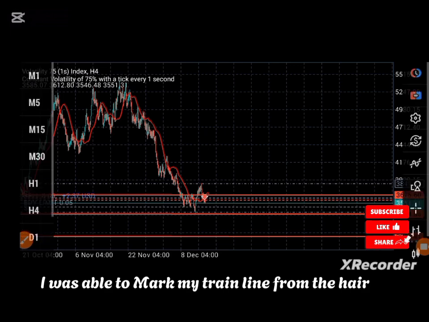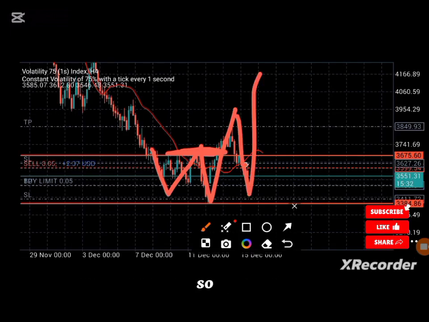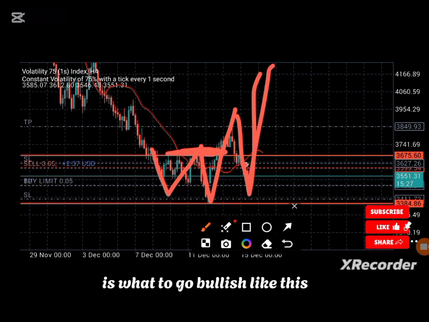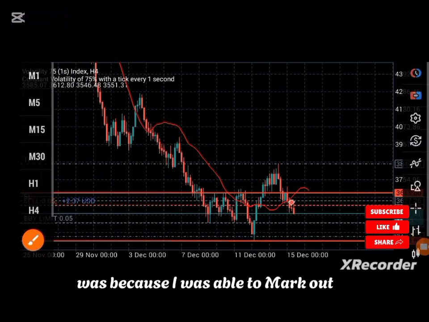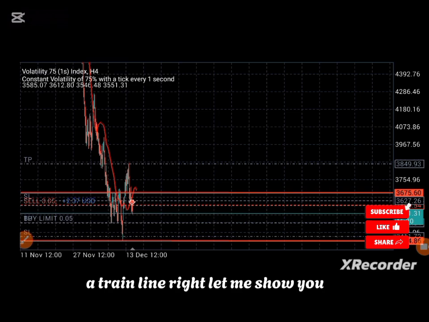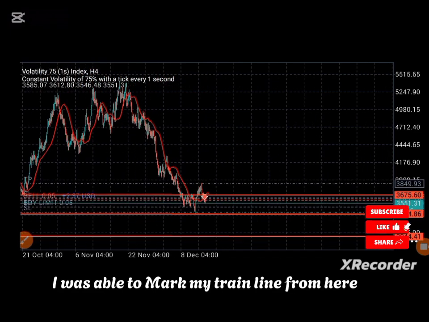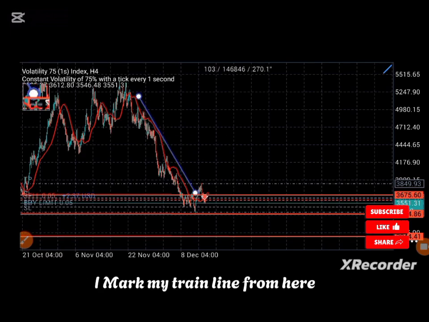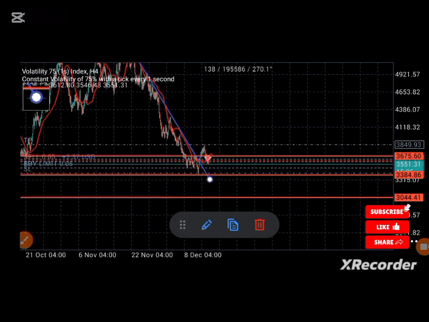I was able to mark my trend line from here, from here like this. Change from being bearish to bullish. So what we should be expecting from this structure forming now is to go bullish like this. That's what I'm looking out for. The reason why I took a sell was because I was able to mark out a trend line, right? Let me show you. I was able to mark my trend line from here, from here, like this.